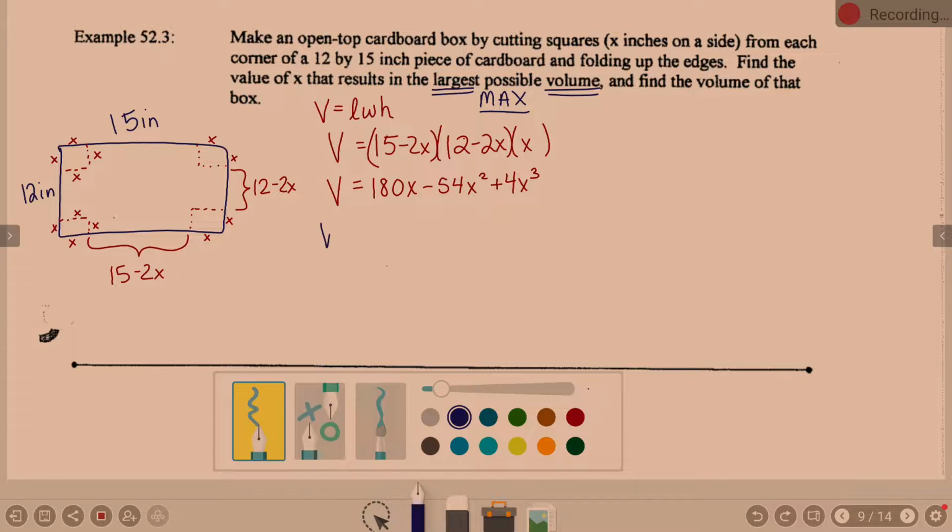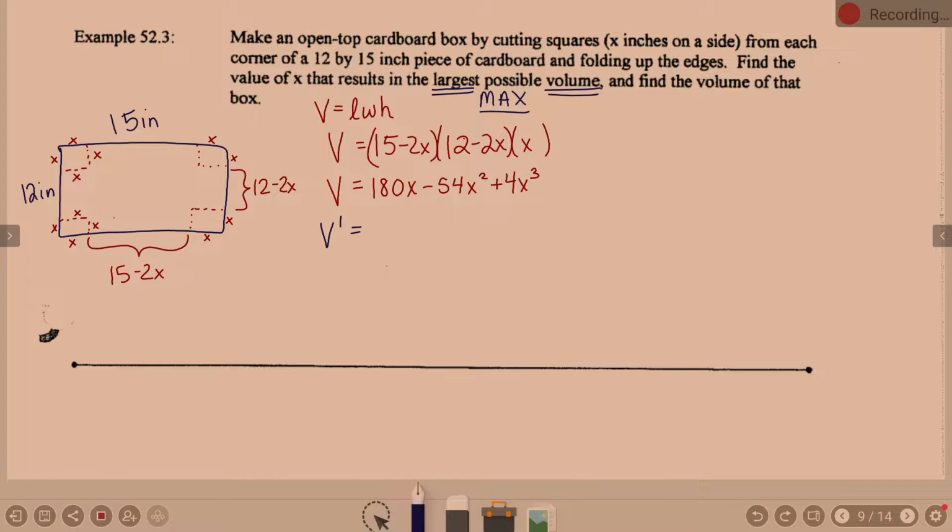Now we're in a better situation to take the derivative. So, the derivative is, did I do that right? 180 minus 108x plus 12x squared. And we have to set that equal to 0.